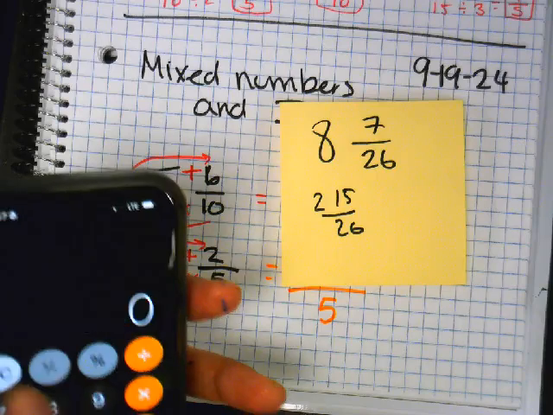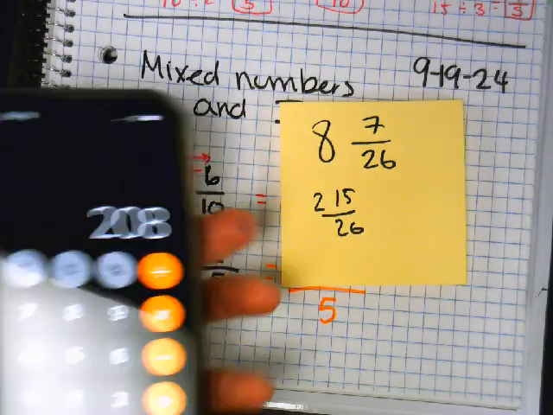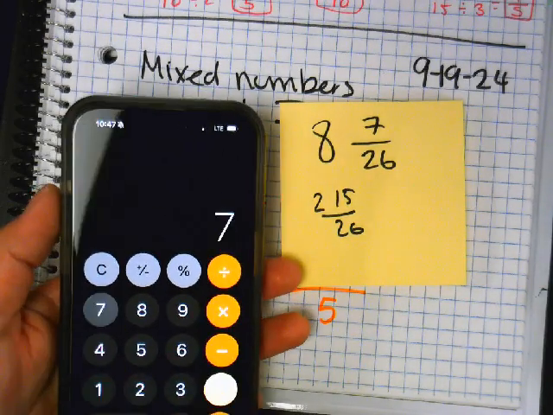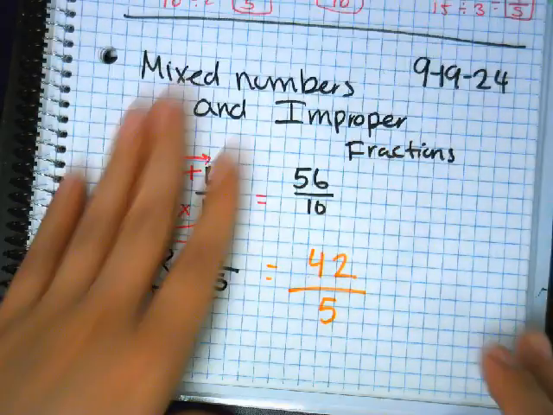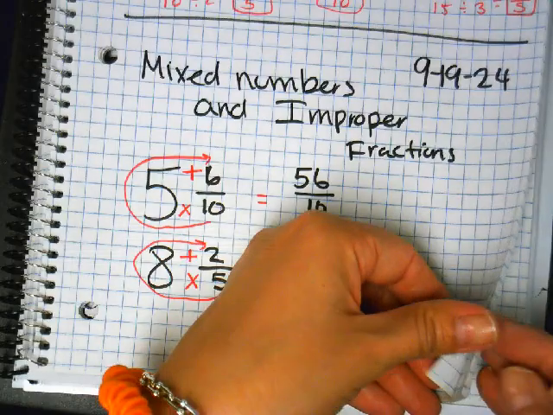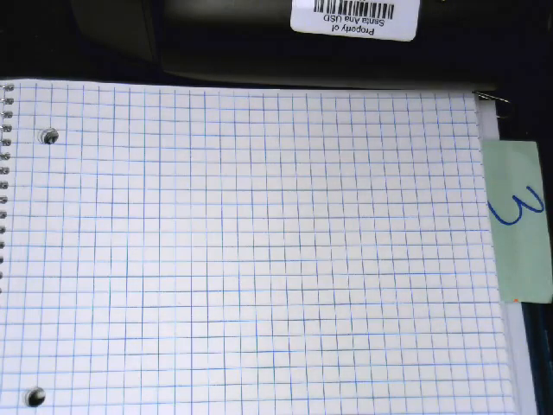Wait. 26 times 8 is 208 plus 7. You're right, 215. Smart like that. Super smart. Who would like to give us a mixed number? Alex? 10 and 7, then 15.